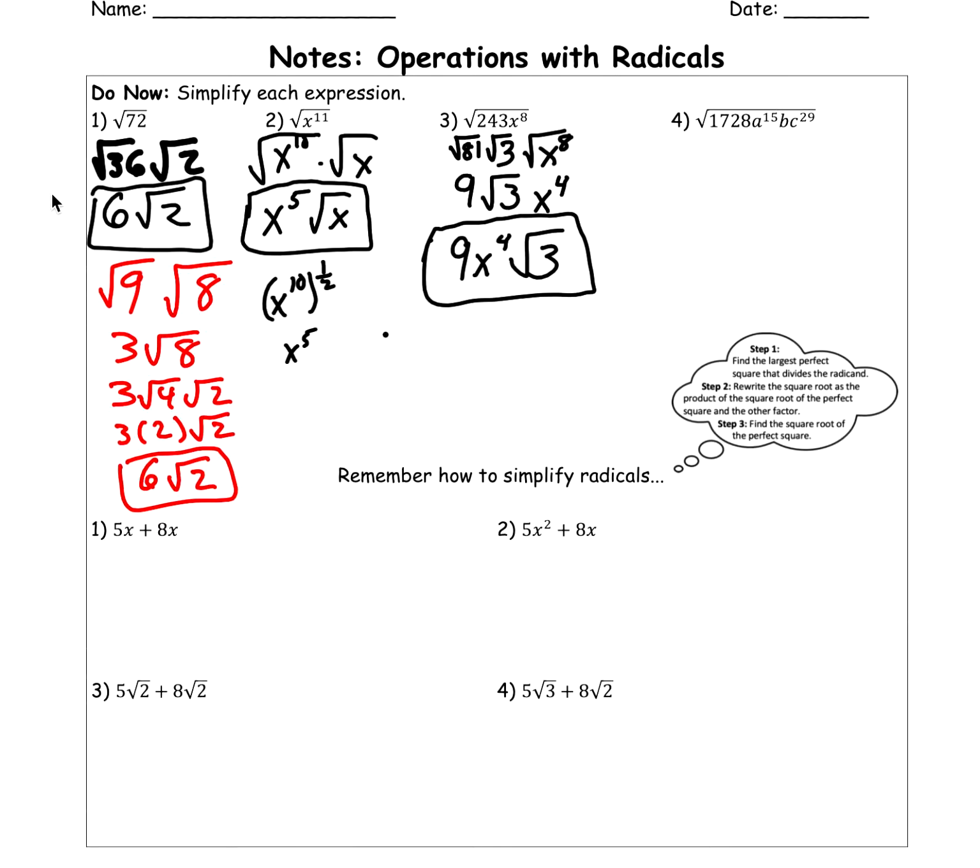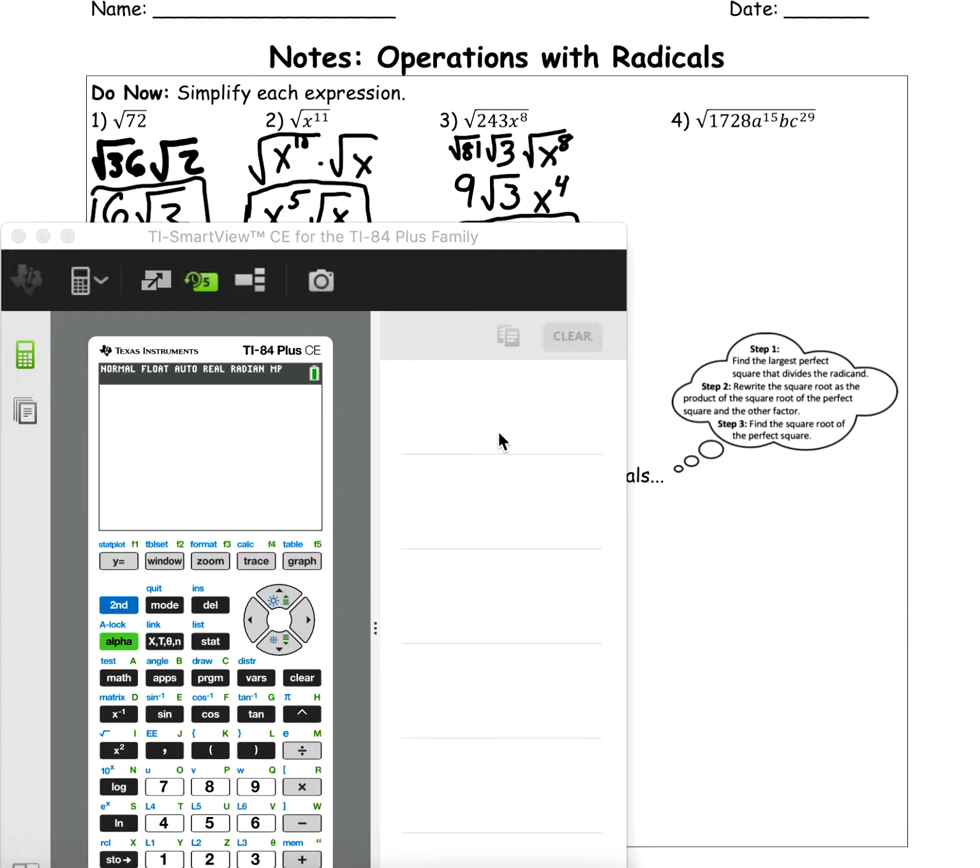That would be your answer. Number 4. Radical 1728 times a to the 15th times b times c to the 29th. So first thing I'm going to do is break it up. So it would be radical 1728 times radical a to the 15th times radical b times radical c to the 29th.